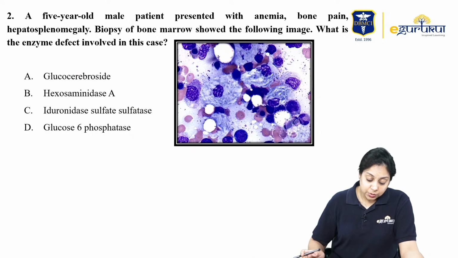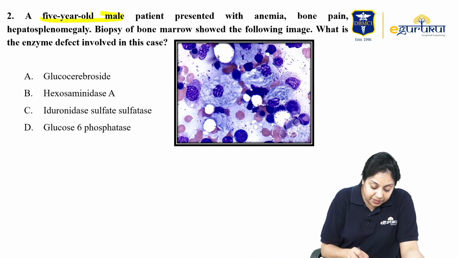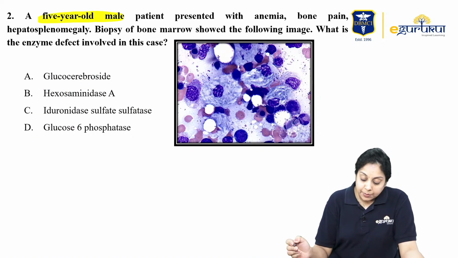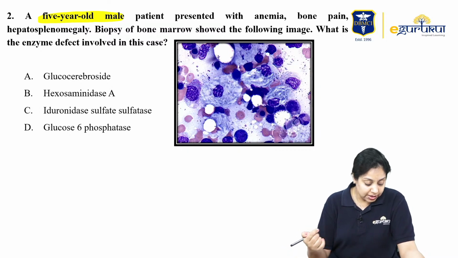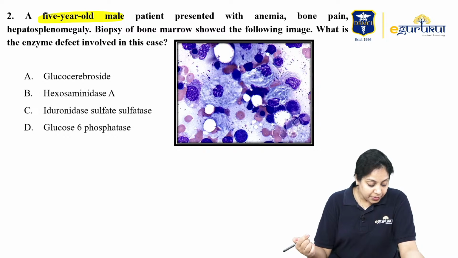There is this next question in which a 5-year-old male patient presented with anemia, bone pain, hepatosplenomegaly, right? The biopsy is shown via the following image. Which is the enzyme defect involved in this case? You can keep typing the answers to this question also, right? I'll check you. Robin Khatri, yes. Keratan C.